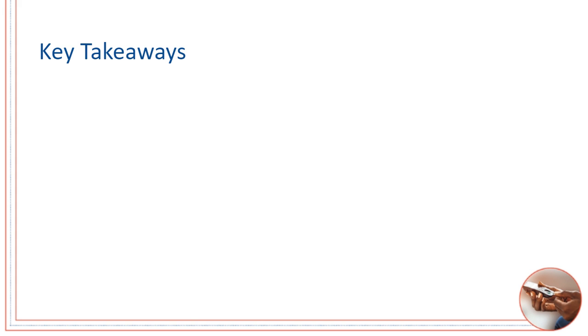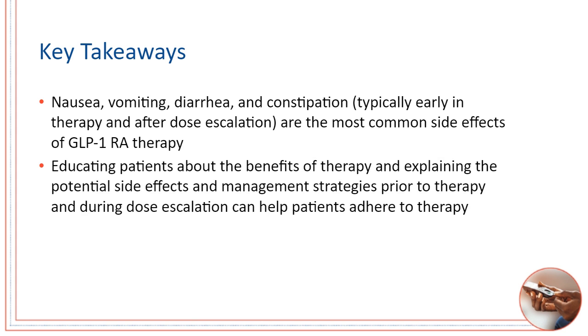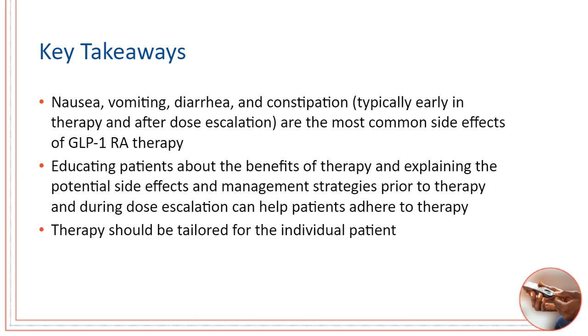Key takeaways are nausea, vomiting, and diarrhea, and sometimes constipation, which are typically early in therapy and after dose escalation, are the most common side effects of GLP-1 receptor agonists. Educating patients about the benefits of therapy, explaining the potential side effects and the management strategies prior to therapy and during dose escalation can help patients to adhere to the therapy. And of course, as with everything, therapy should be tailored for the individual patient.